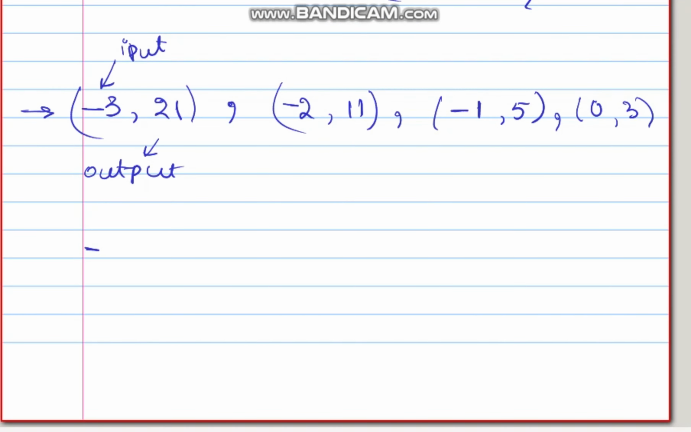Now just write the fifth. What is the fifth input? Sorry, the fifth input is 1, and the fifth output will be 5. Similarly, the sixth input will be 2 and the sixth output will be 11. The seventh input is 3 and the seventh output is 21. This is the situation we have.